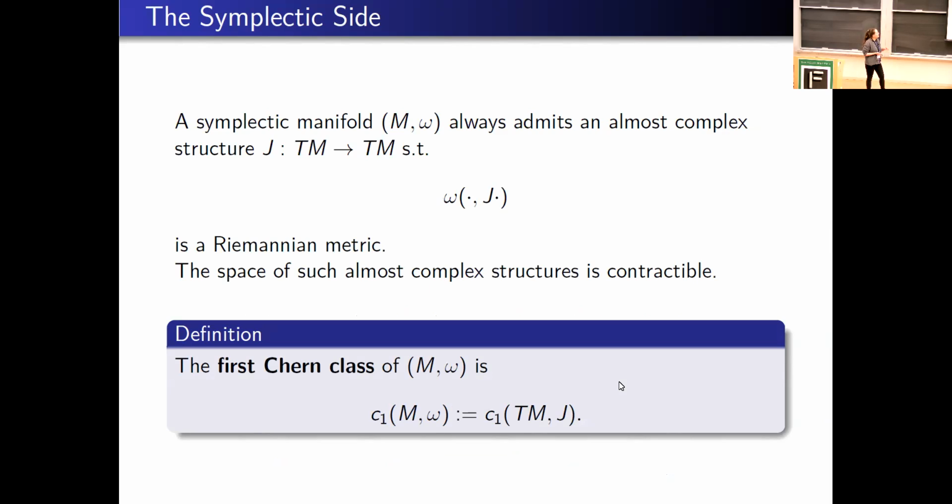And so when we pick such an almost complex structure, we can see the tangent bundle as a complex vector bundle over the manifold. And so we can define Chern classes for the symplectic manifold as we do here. So the first Chern class of a symplectic manifold is the first Chern class of the tangent bundle together with an almost complex structure which is compatible with the symplectic form.